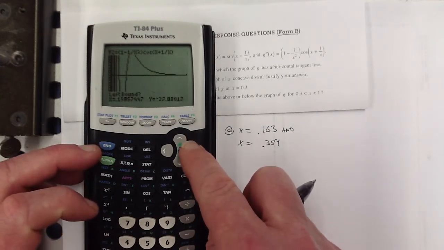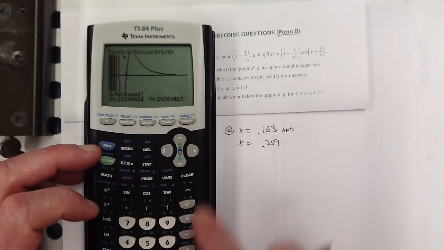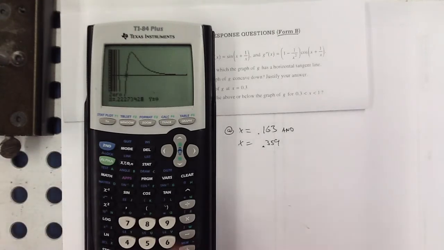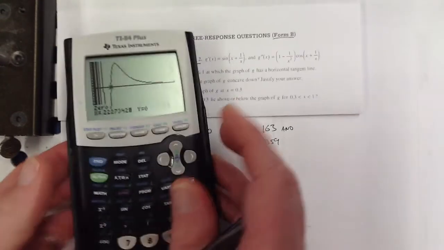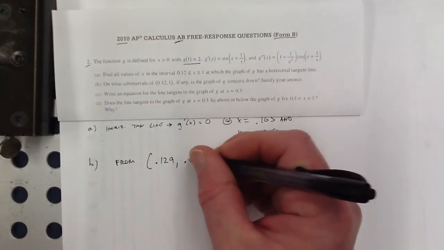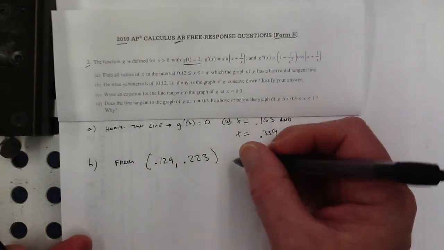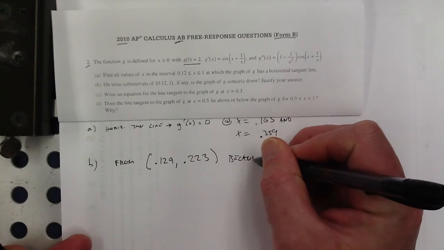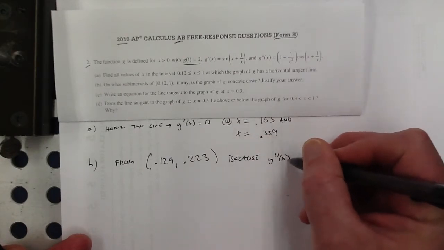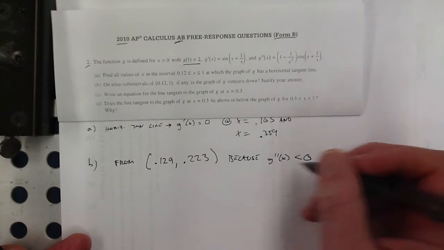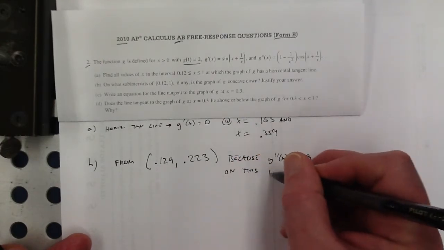And remember, the other way you could have done this is by looking at the graph. Okay, there's my left bound of the first derivative, and using the maximums and minimums of that. So that's 0.223. Right? And justify my answer because g double prime of x is negative on this interval.